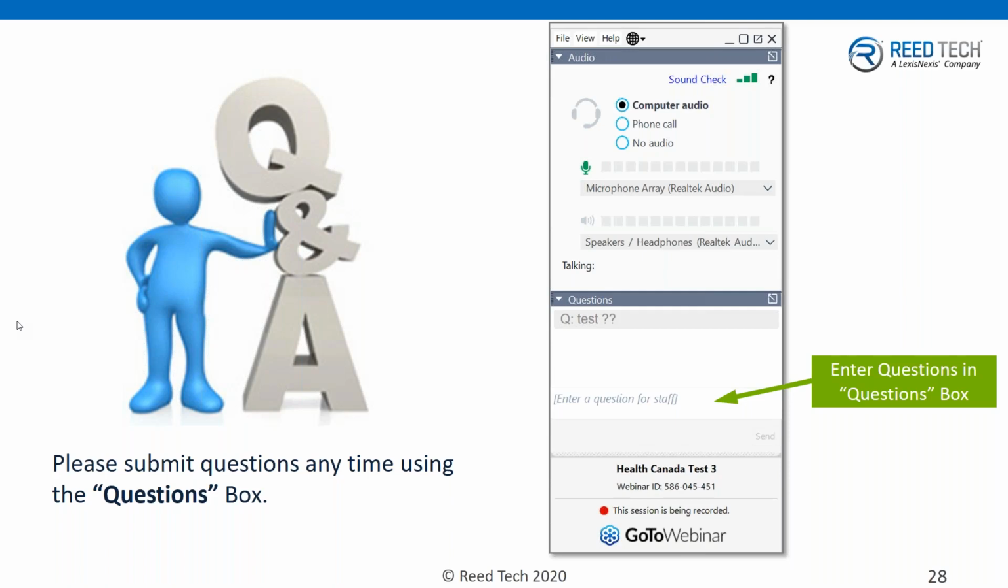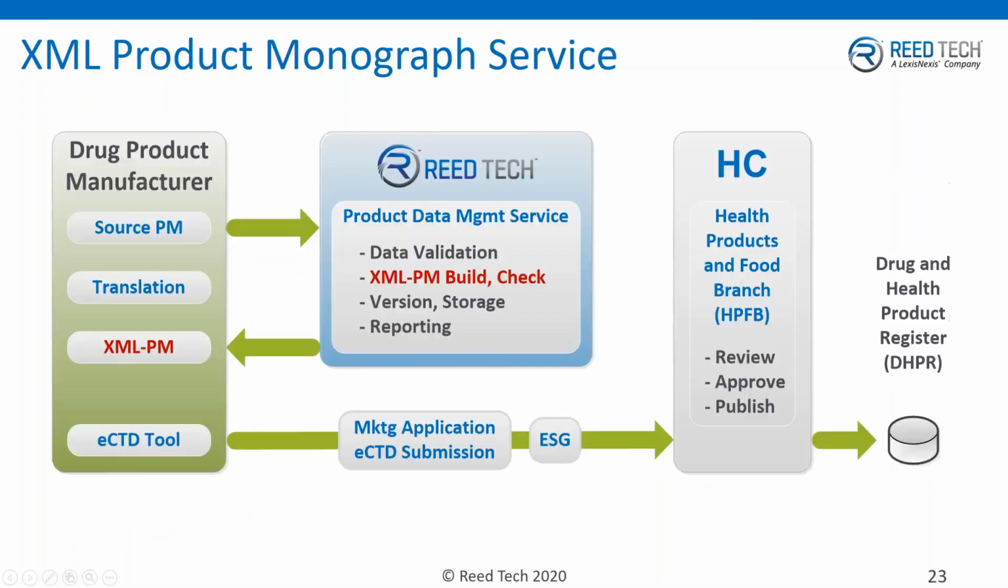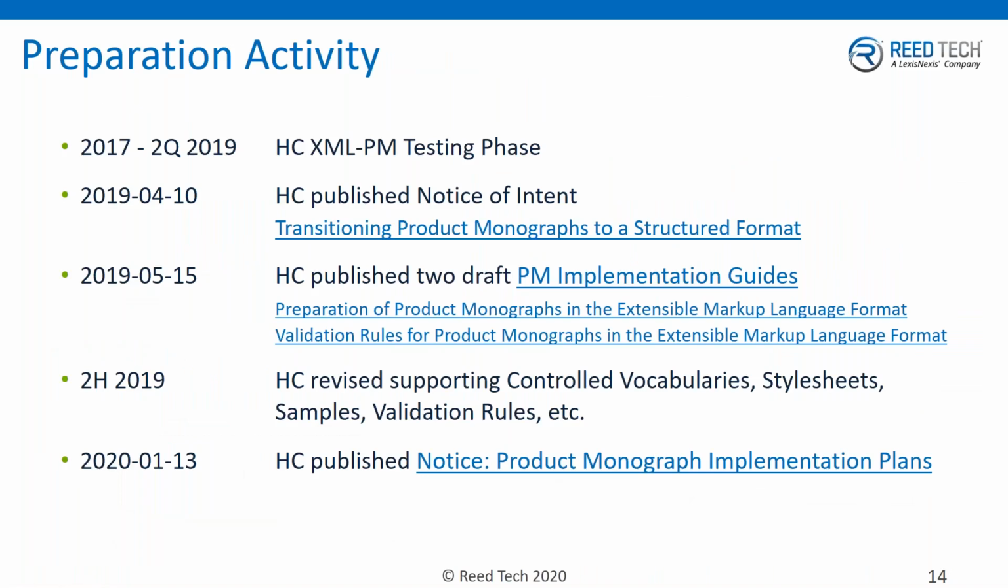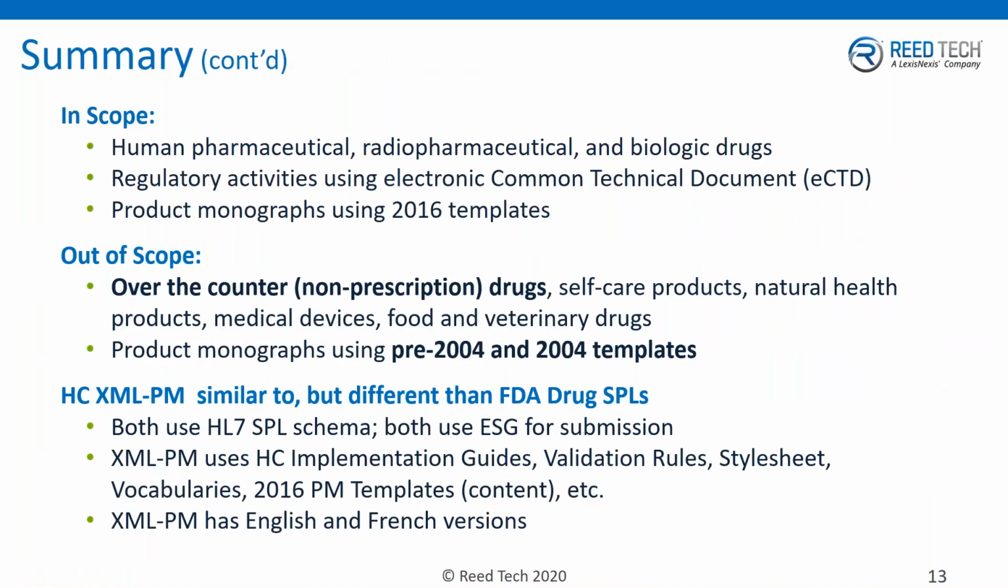Thank you, Gary. It looks like we have a lot of questions that pertain to what is in scope. Instead of going through each one of those individually, I'll try to clear this up and relay to you what Health Canada has put into their notice. Just to clarify, from April 1st, 2020 to July 31st, 2020, Health Canada will accept XML product monographs on a by-request basis only.